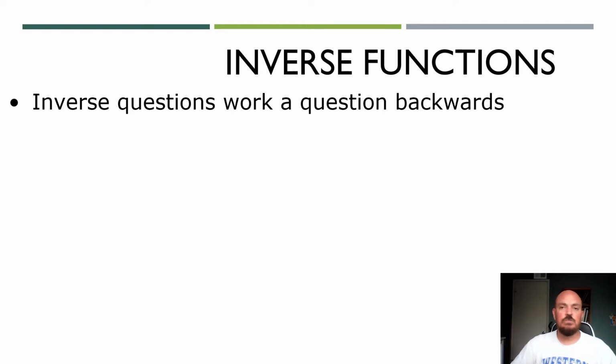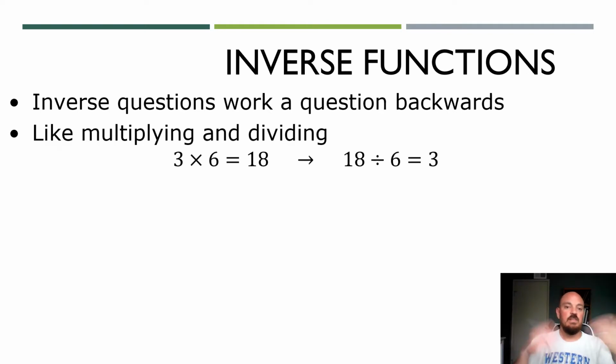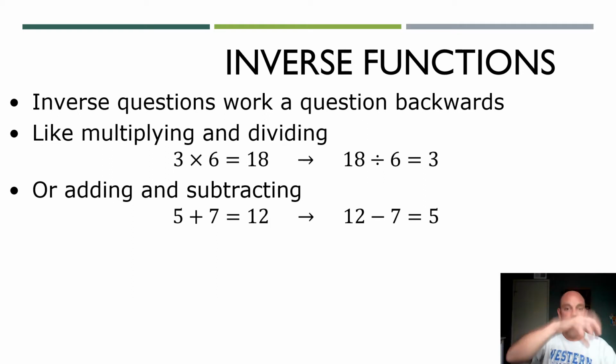So first of all, let's just remember what inverse means in math. An inverse works a question backwards. So things like multiplying and dividing are inverses. If 3 times 6 is 18, then 18 divided by 6 is 3. The question works forwards and backwards if you multiply or divide. Another real common example is adding and subtracting. If 5 plus 7 is 12, then 12 minus 7 is 5. The questions work forwards and backwards.